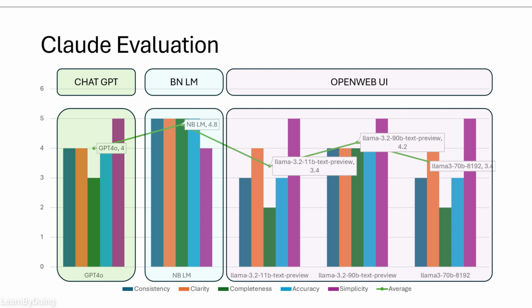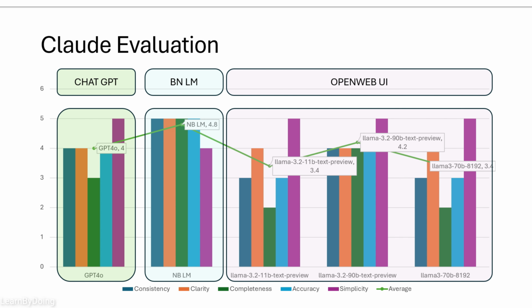It actually sets up several dimensions to understand the Q&A quality of different models. We have consistency, clarity, completeness, accuracy, and simplicity. As you can see here, NotebookLM has the highest average score, 4.8 points. And for the OpenWebUI models, we have in general lower average scores. But ChatGPT's results are, as I understand, better than the Llama model I used, but Claude gives ChatGPT a lower score.